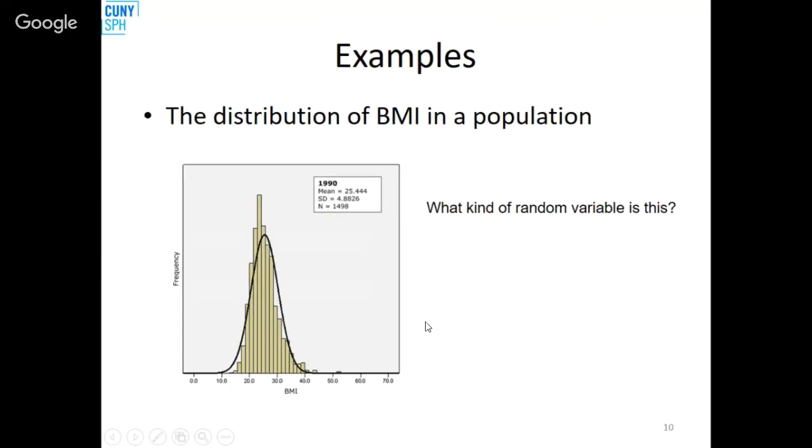And quantitative. How about the distribution of BMI in a population? Quantitative. Yeah, it's quantitative. Yes. And that's because it's a ratio of height to weight and has decimal places. And even if our height and weight are measured as integers, in theory, it could lie anywhere between the bounds of the possible.